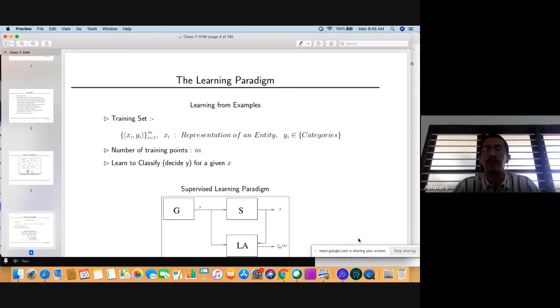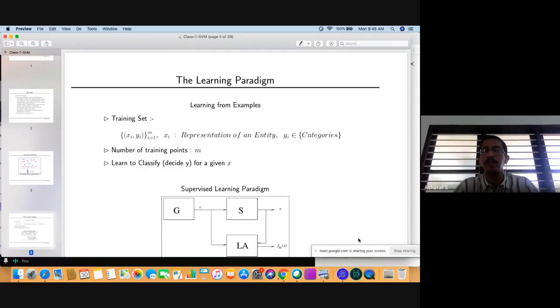a problem where you are supposed to learn from the information available in a training set, in the form of labeled data points, where xi is a representation of an entity. It can be a photograph, it can be a record representing a human being, a student, or a legal document. It can be an email, it can be anything, and the categories depend on the domain of application.